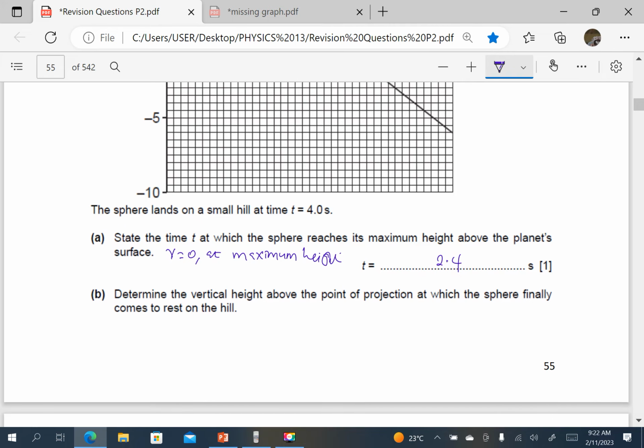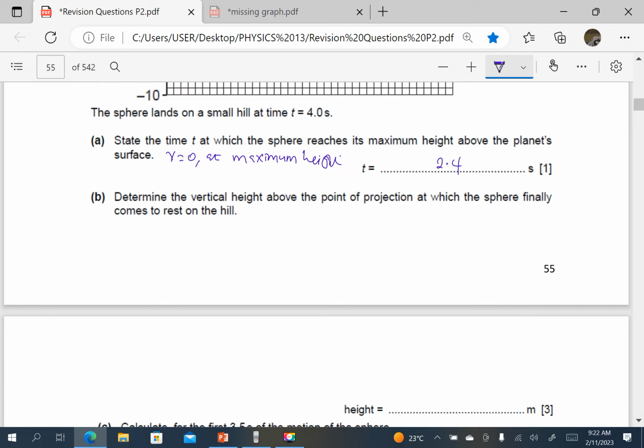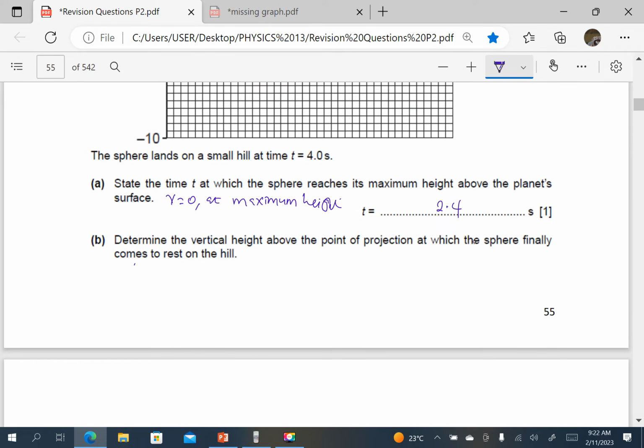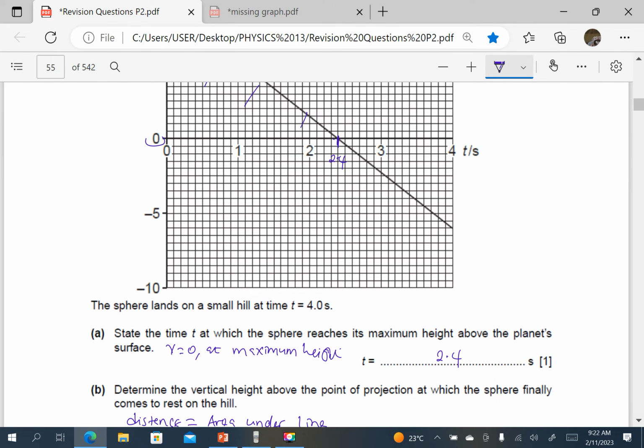We want the vertical height, so we can simply find the area under the graph, or we can even use equations of motion. We can use equations of motion, but I'll begin with the simplest, the area under the graph. So distance or height will be equal to the area under the line, between t equals 0 and t equals 2.4.